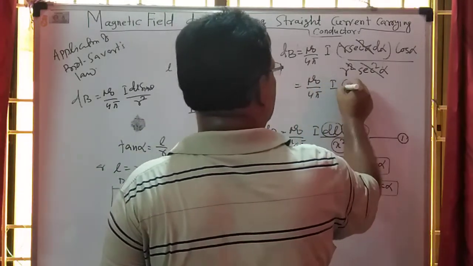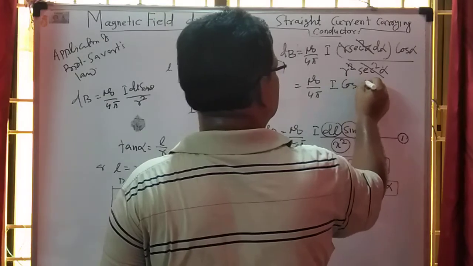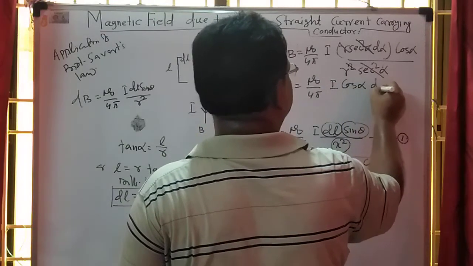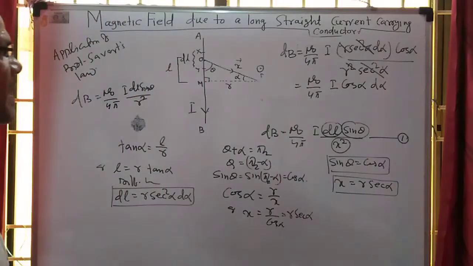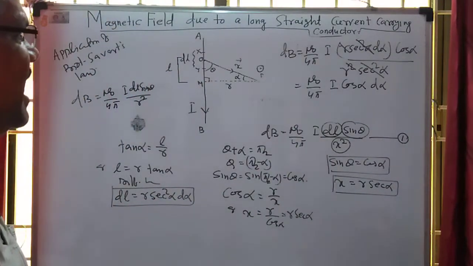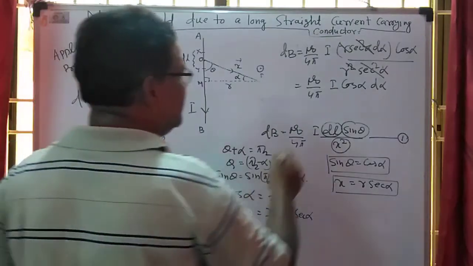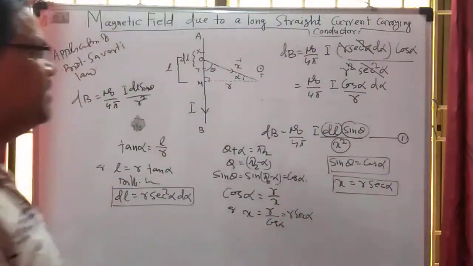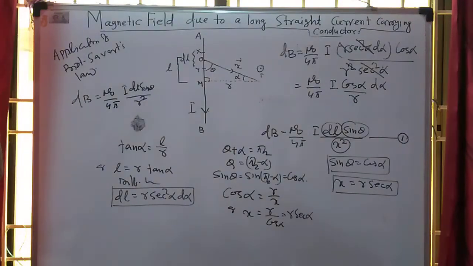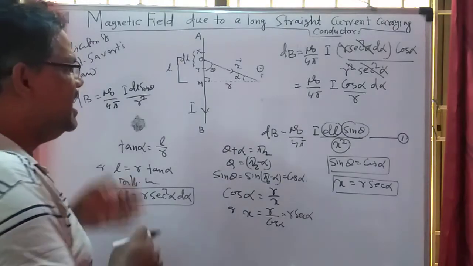I cos alpha d alpha. Mu naught by 4 pi I cos alpha d alpha, and that is equal to r. You are finding r below. Clear? And that is the dB. Whatever you are finding, dB equals mu naught by 4 pi I cos alpha d alpha upon r.